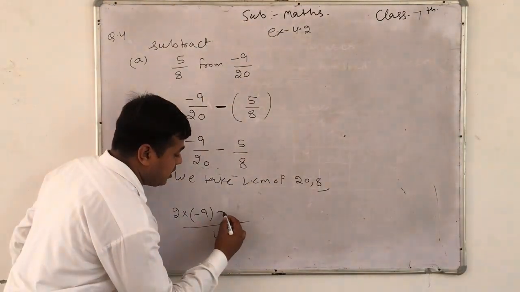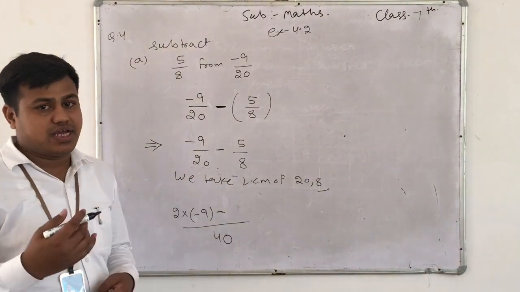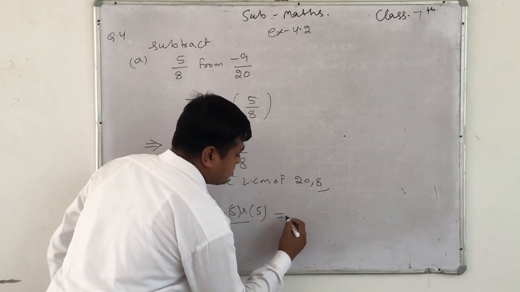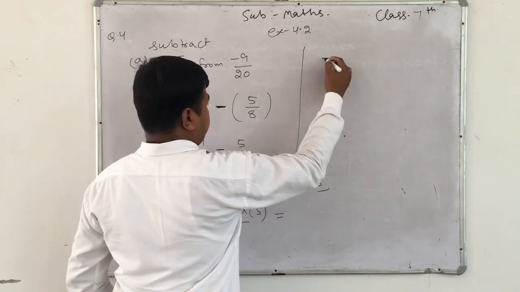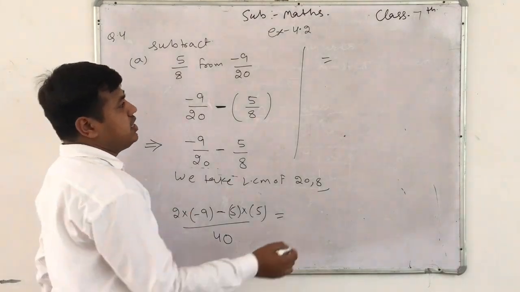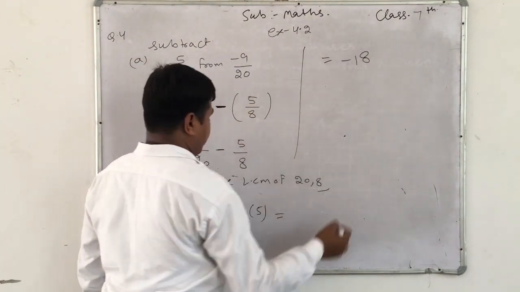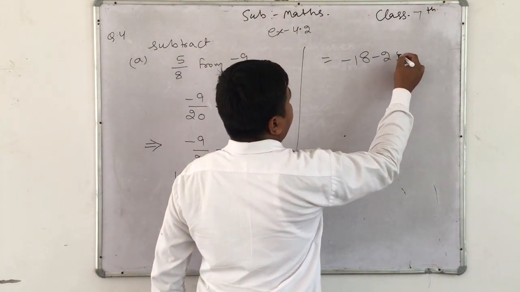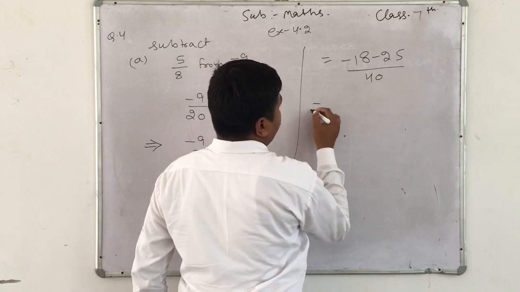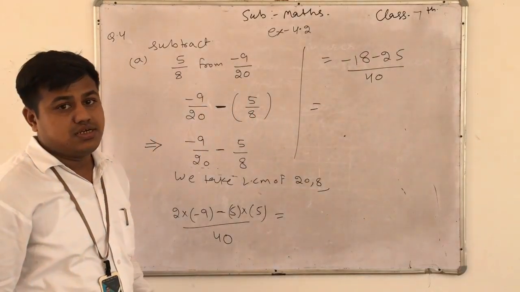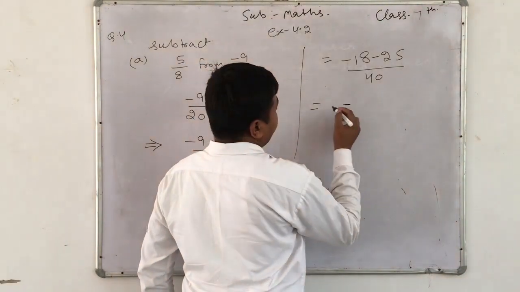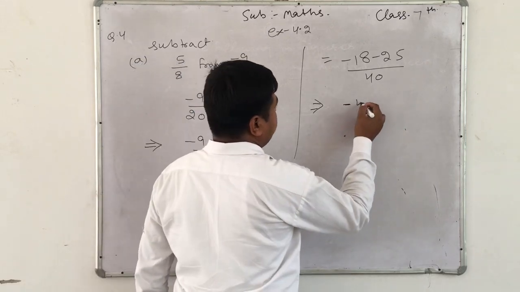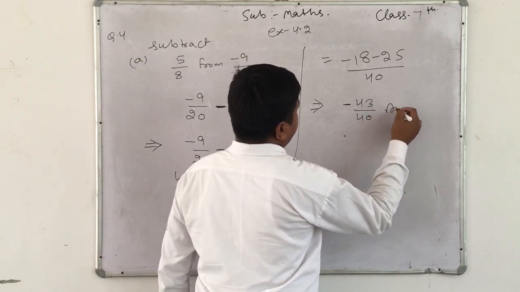After that, the sign of minus. 40 divided by 8, we get 5. 5 multiplied with 5. After simplification, 2 multiplied by 9 is 18 with the sign of minus, and 5 multiplied by 5 is 25 with the sign of minus, and the denominator is 40. So minus minus, two digits, so add these digits with the sign of minus. 25 and 18, 43 divided by 40. So this is the final answer.